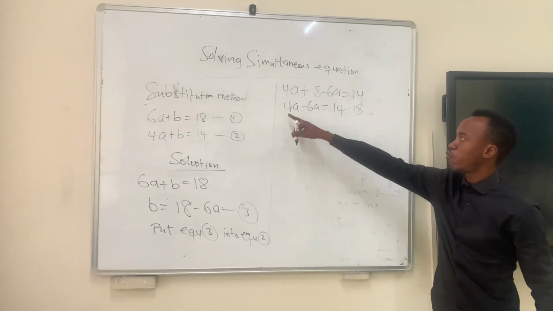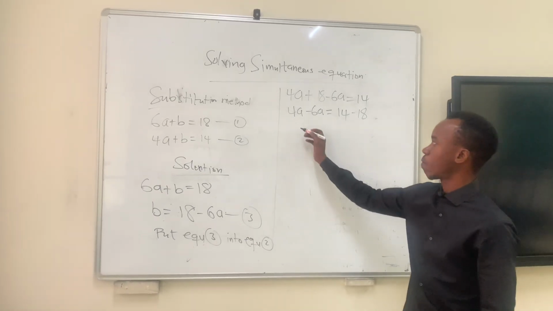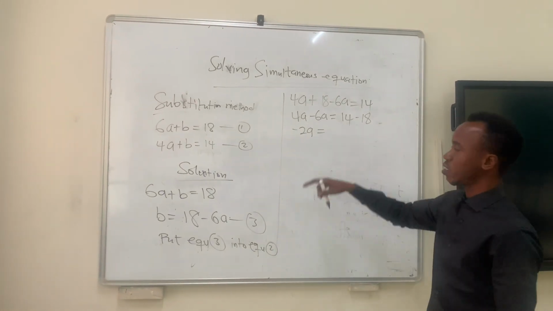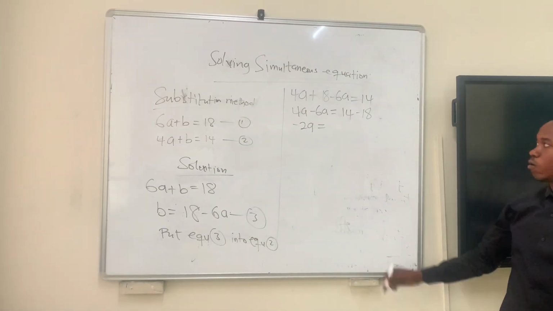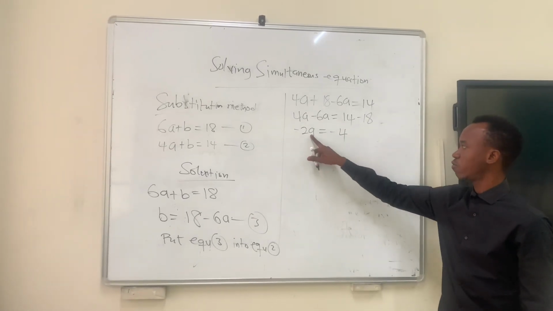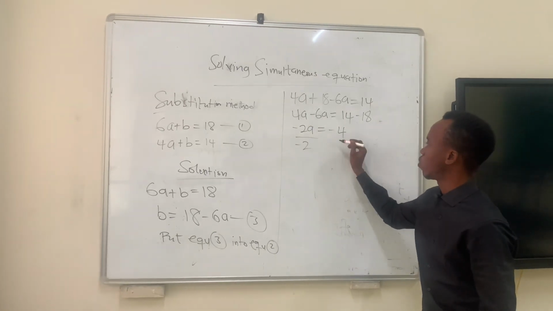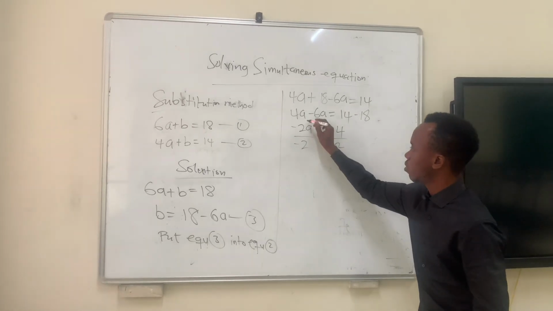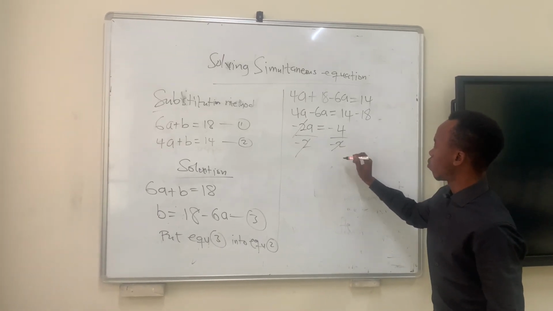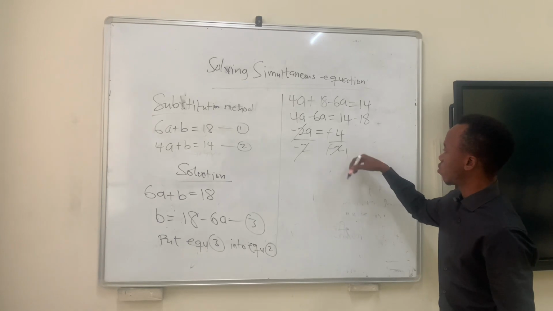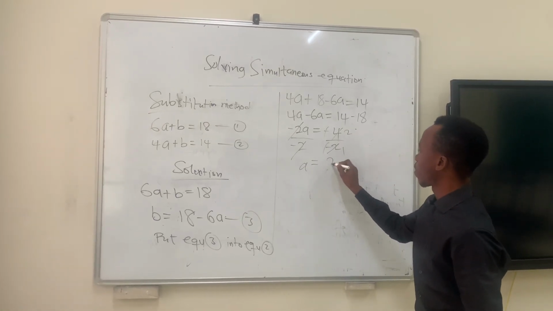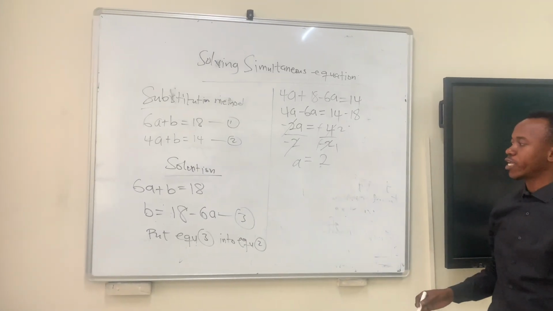Now 4a minus 6a will give us negative 2a. This is equal to 14 minus 18, which gives us negative 4. Now, how do you find a? Divide both sides by negative 2. The negatives will cancel. 2 going into 2 is 1, and 2 going into 4 is 2. So our a is just equal to 2.